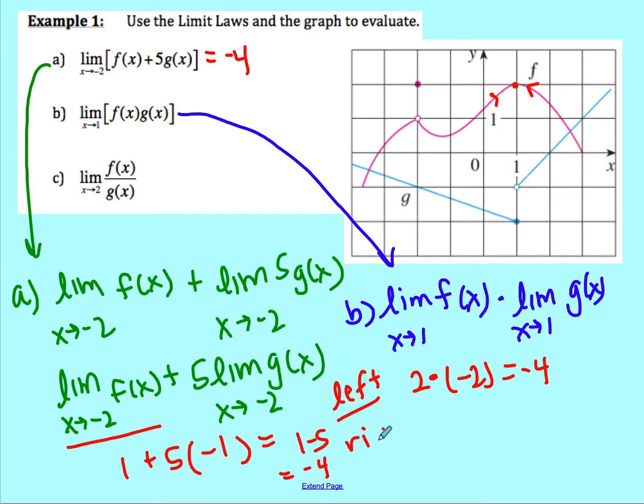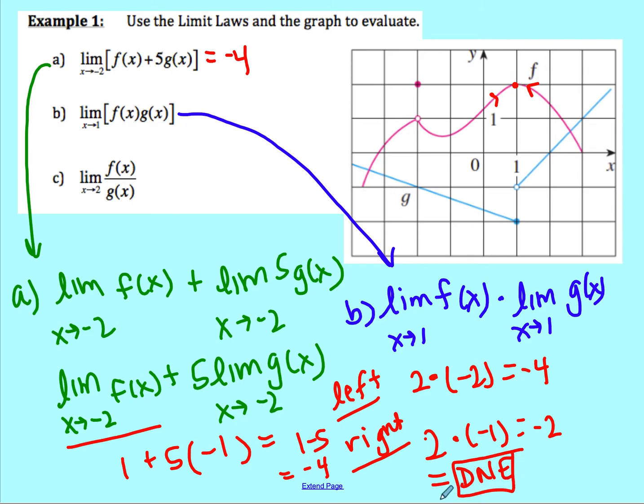Now if I evaluate it from the right, my f of x is the same because it's the same from both left and the right. My g of x from the right-hand side, that's coming from this direction, is giving me an answer of -1. So this gives me -2. So do my left and my right-hand limits match up? They do not, okay? And so since my left and my right-hand limits don't match up, my overall limit does not exist. So this one for B is it does not exist.